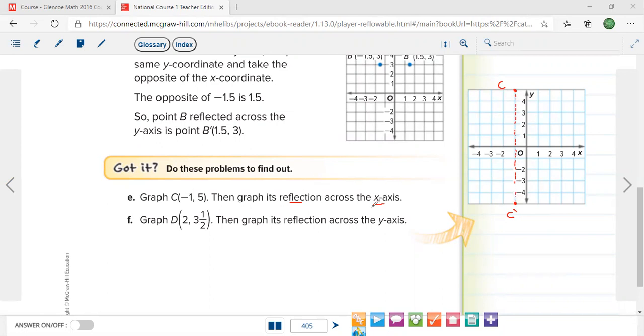Now, the new coordinates of C prime are -1 and -5. Or you have the other method: to make a reflection on the x, we change the y coordinate. So C prime will be -1 and -5.